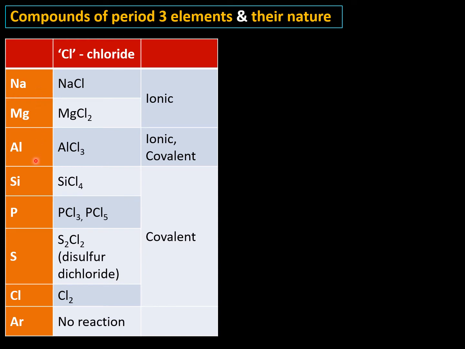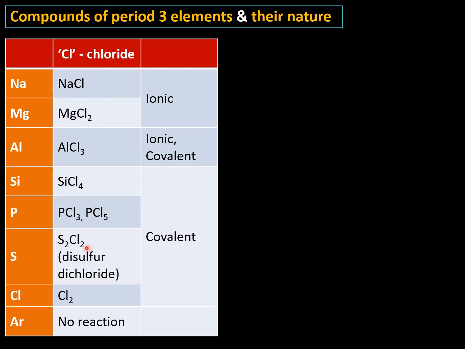Period 3 elements reacting with chlorine. With sodium, it forms sodium chloride. With magnesium, magnesium chloride. Aluminium and chlorine, aluminium chloride. Silicon and chlorine, silicon tetrachloride.